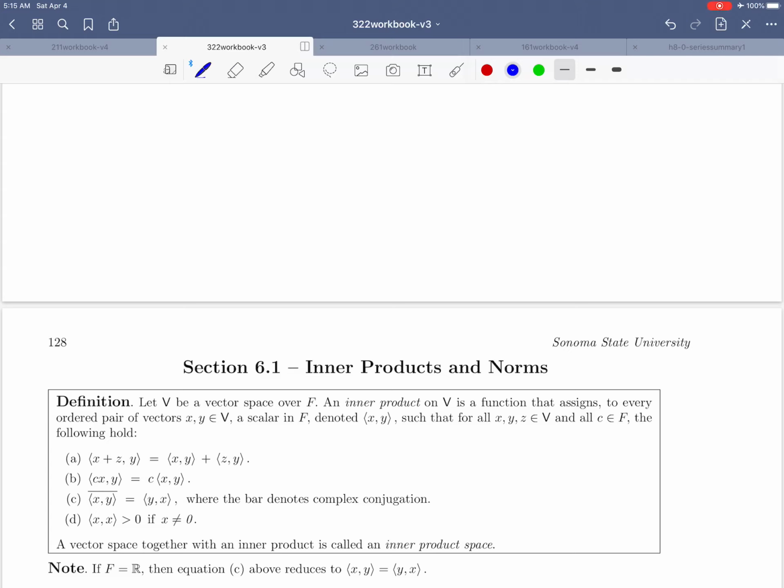Hello everybody, and welcome to the beginning of section 6.1 on page 128 of the workbook. In this section, we're going to introduce an idea called the inner product. And before we do, I would like to motivate that definition a little bit.